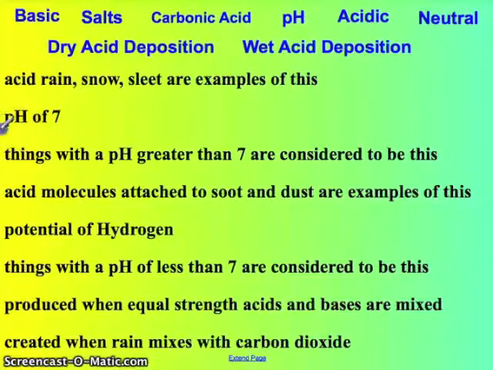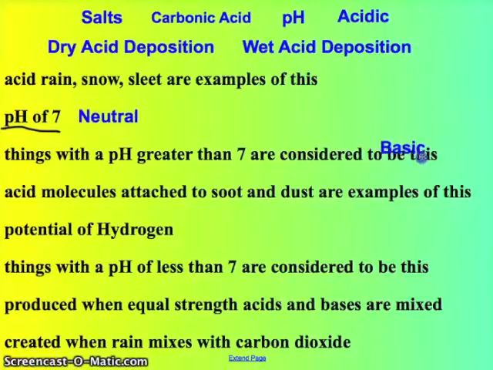For example, if I look at the next one, a pH of 7, all of a sudden I know exactly what that is. Oh yeah, that's neutral. Things with a pH greater than 7 are a base, or would be considered basic. Things with a pH of less than 7, I know right away that is acidic. So when you do a test, do the ones that you know for sure right away. Potential of hydrogen.